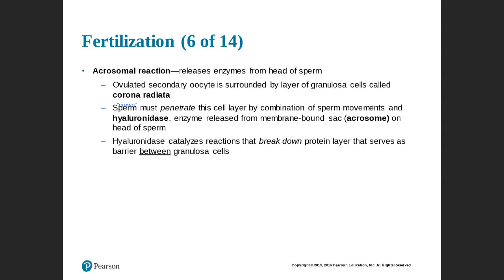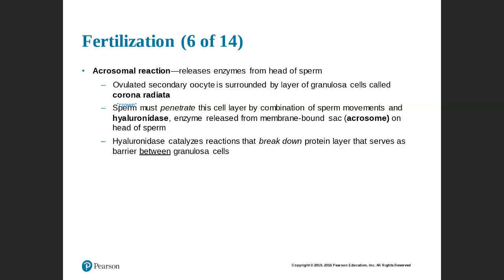So anyway, the sperm must penetrate this corona radiata by a combination of both sperm movements and an enzyme called hyaluronidase. It's a very powerful enzyme, but you need a lot of it. This enzyme is released from the acrosome, which is on the top of the sperm head. Hyaluronidase is the enzyme in that acrosomal cap.